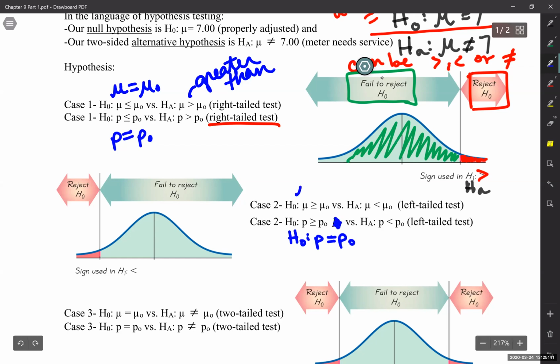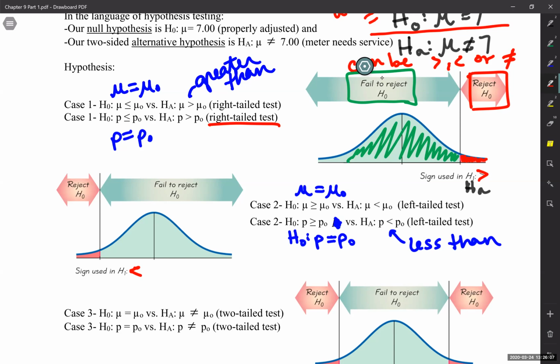Okay, and then mu is equal to mu naught. It's fine either way. If you want to use the greater than or equal to, because that's the opposite, or you want to just use the equal to, either way is fine. But the thing to focus on is that this is a less than situation. Our sign used for our alternative is less than. So the alternative, the less than, that is our reject region. Over here, we would reject the null on anything on the left. So that makes this a left-tailed test.